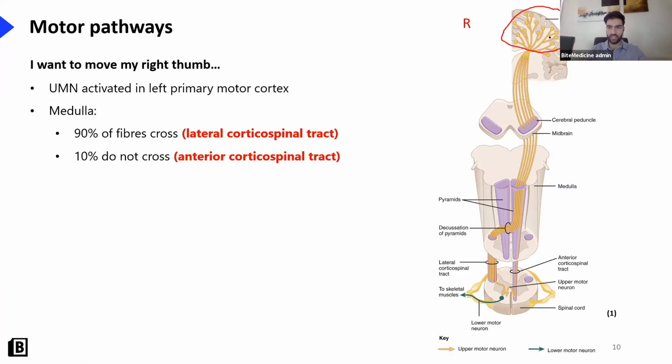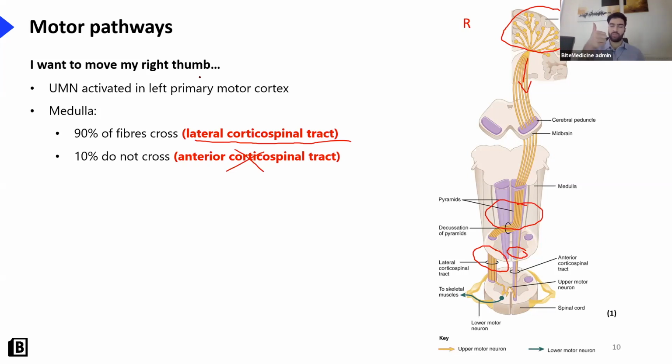So it gets activated here, and then the signal comes down to the medulla where the fibers decussate. So they cross over here. The vast majority of the fibers decussate to form the lateral corticospinal tract, and a couple of the fibers do not decussate and they form the anterior corticospinal tract. The anterior corticospinal tract is not really important for you to know. This is the one we are concerned with, the lateral corticospinal tract, and that's the one that's going to make me move my right thumb.